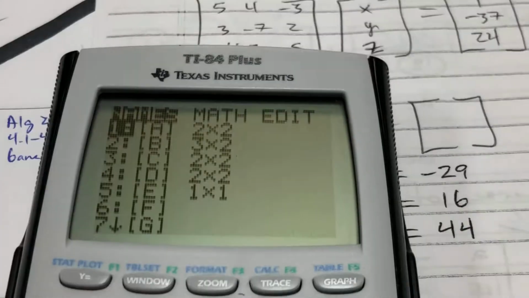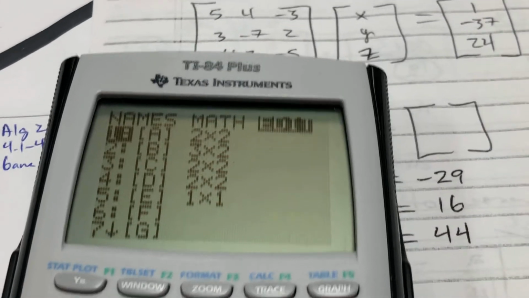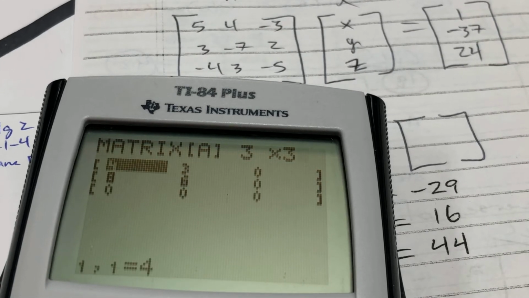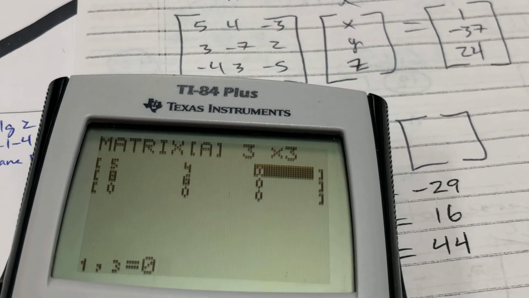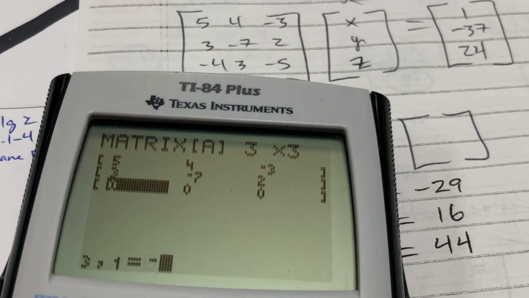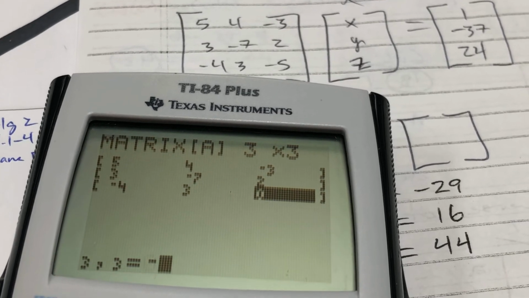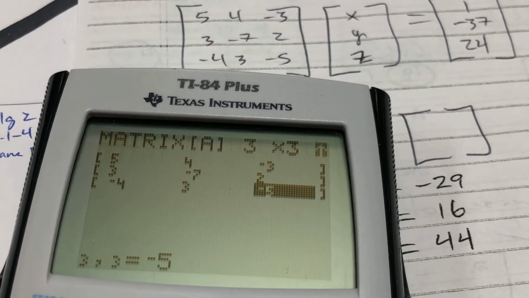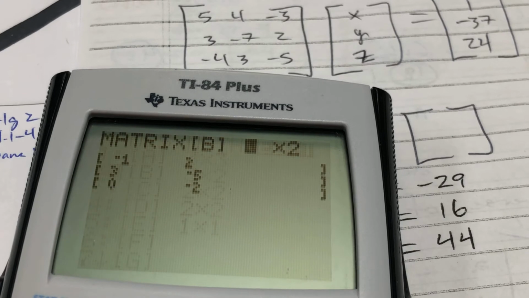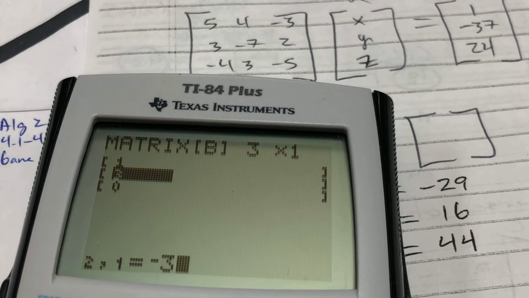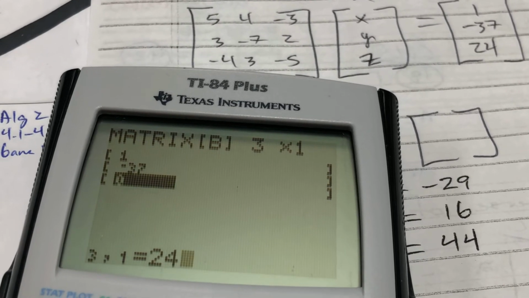Let's do it here. So first off, let's edit A. Again, all these numbers in A right here are going in. A is a 3 by 3. 5, enter. 4, enter. -3, enter. 3, enter. -7, enter. 2, enter. -4, enter. 3, enter. -5, enter. All right. Second x to the negative first. Let's go over to edit. We're going to edit B. B is a 3 by 1. 1, enter, -37, enter, 24, enter.